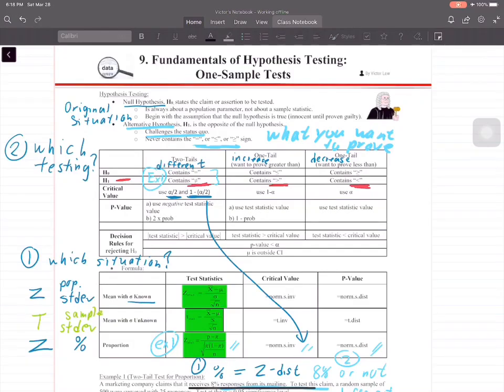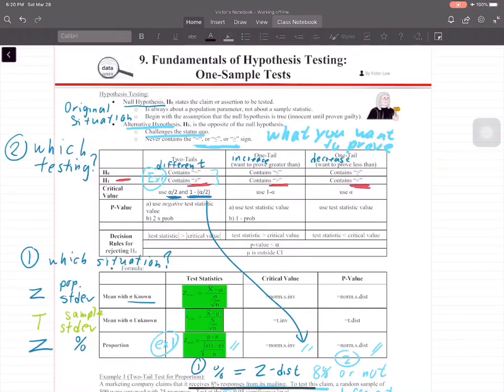And how you know which testing you're dealing with is you need to look for the keywords. You need to know what you want to prove. So under the two-tail testing, we're looking for, is there a difference? That's the keyword. Are they equal or are they not equal? And when we're dealing with the one tail greater than testing, we're looking for the keyword, has it increased or has it not increased? And the last testing is one tail less than. What we're trying to prove is, has it decreased or not? So when you're asking yourself which testing you're dealing with, you need to look for the keywords.